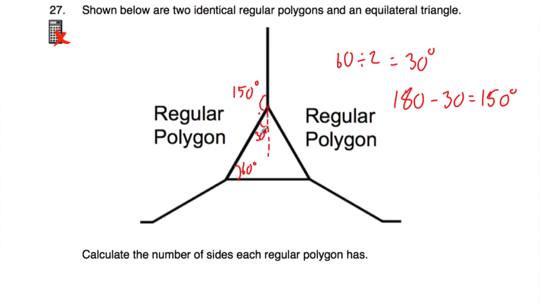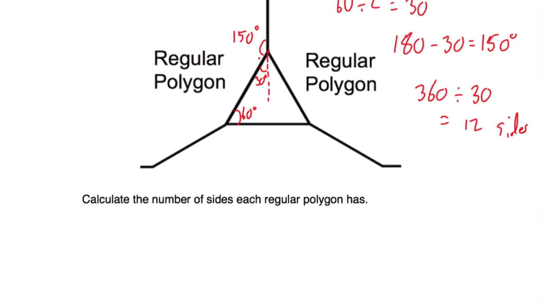Now, all the exterior angles will always add together to be 360 degrees. So if we take 360 and divide it by the size of each exterior angle, which is 30 degrees, that'll tell us how many exterior angles there are, and that'll mean how many sides the shape's got. So if we do 360 divided by 30, that's equal to 12. So that means there's 12 exterior angles, that means there's 12 sides, and that's it. So how many sides does each regular polygon have? Because they're identical, they've got 12 sides, and that's it.